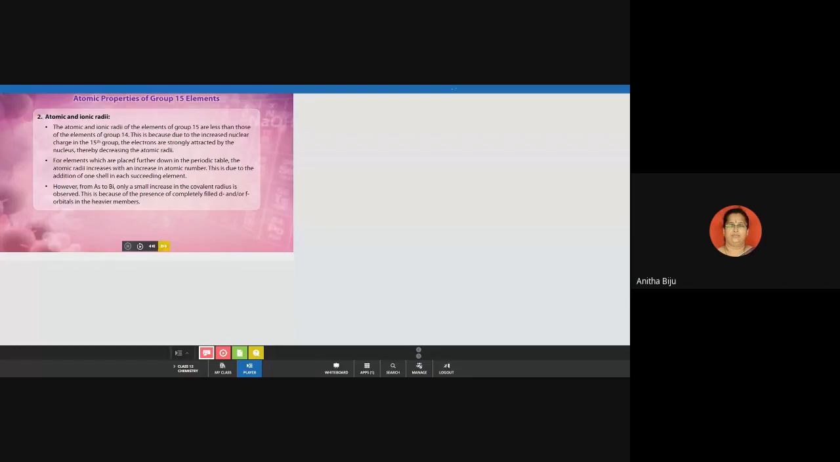Now next is related to the increase in size from top to bottom. What is the reason? Mention that point also. From top to bottom, along the group, the number of main energy levels goes on increasing.